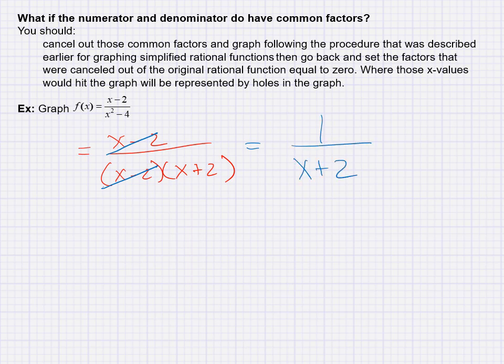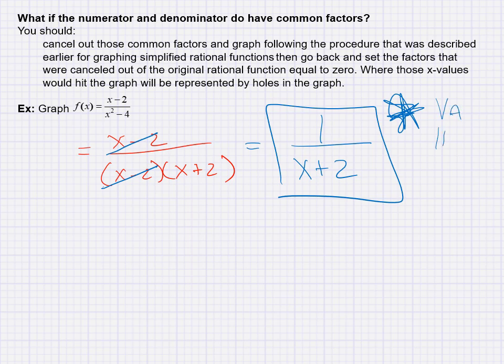This is the simplified version. What I would do is now follow all the steps that we just talked about with this version of my function. So vertical asymptote, horizontal asymptote, y-intercept, x-intercept, and do it exactly the same because it's simplified. There are no common factors. But I need to realize that that's not where I started. I started here and I canceled this factor out.